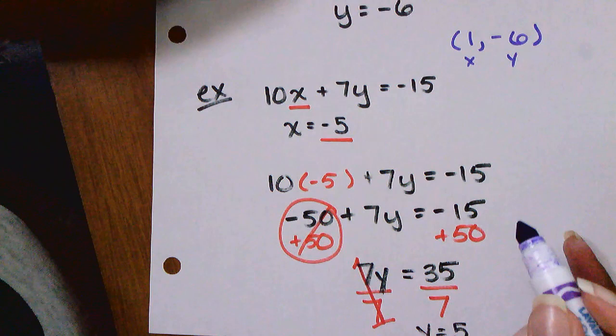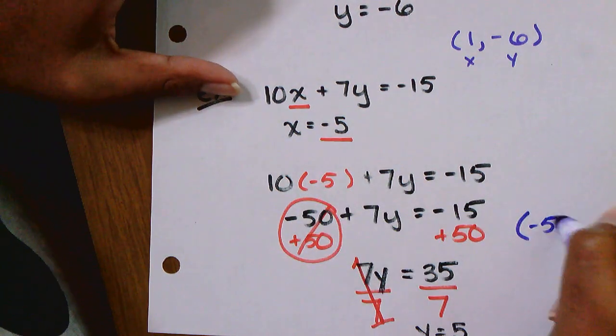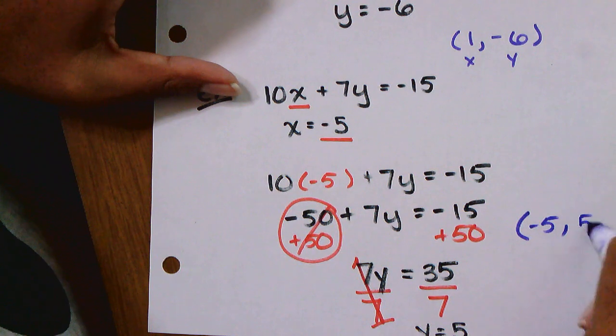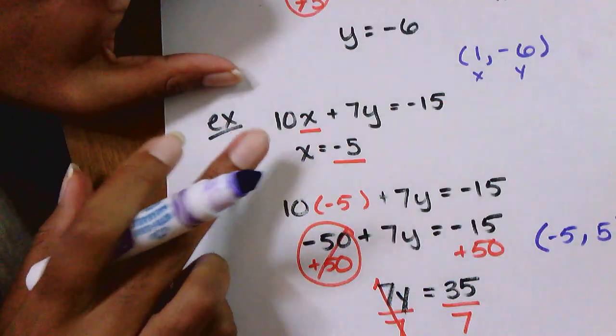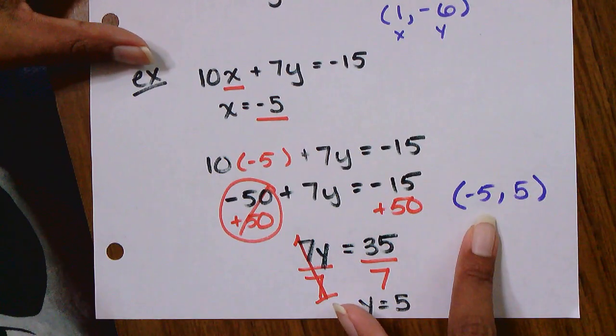So the solution to this system would be x, which is negative 5, and y, which is positive 5. Again, if you were to graph both of these equations into the Desmos graphing calculator, you would see that they intersect at the point negative 5, 5.